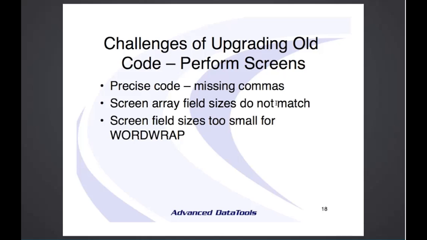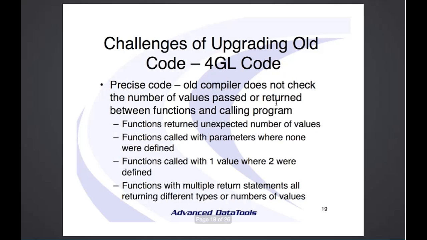It would not compile with the new 4GL. Another problem they had was the attribute word wrap on a field that was too small to word wrap, and it just wouldn't compile. Those were easy to fix. The harder ones are functions and passing and returning values.